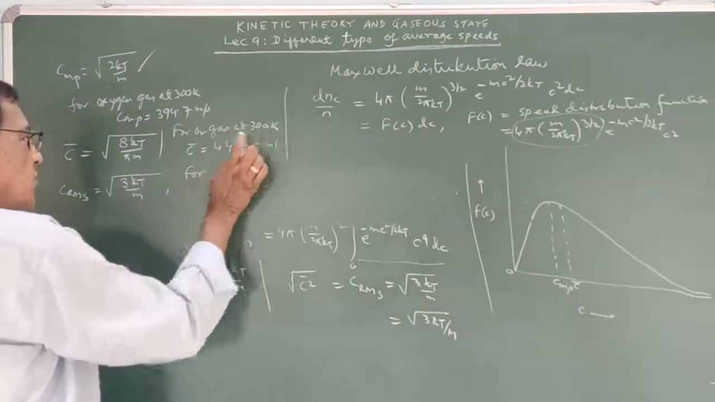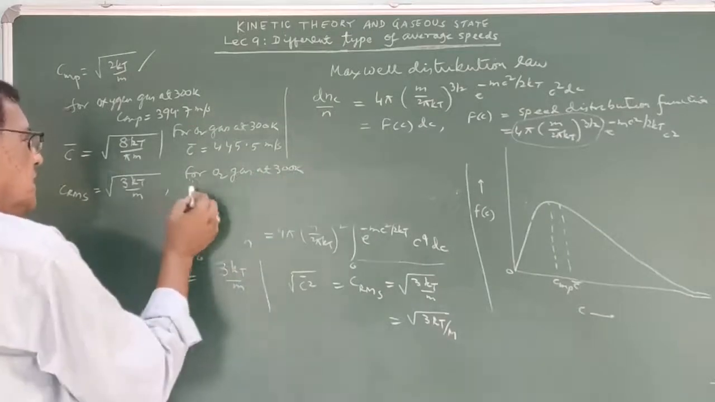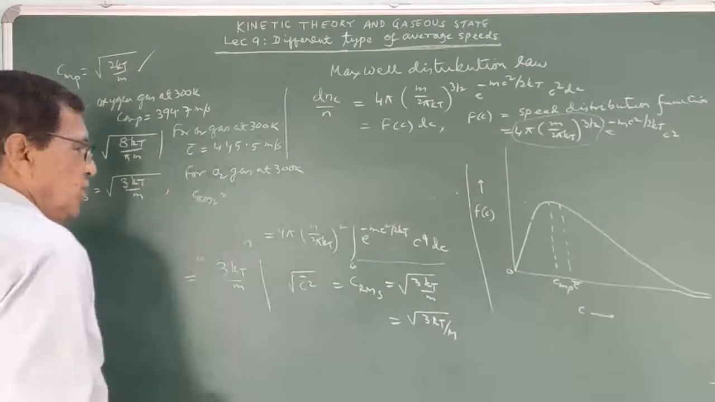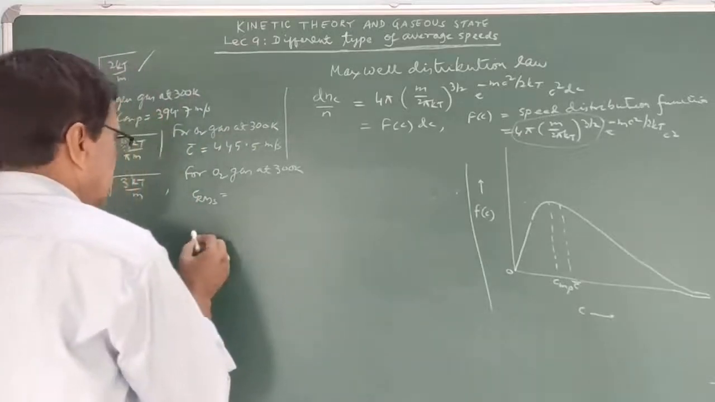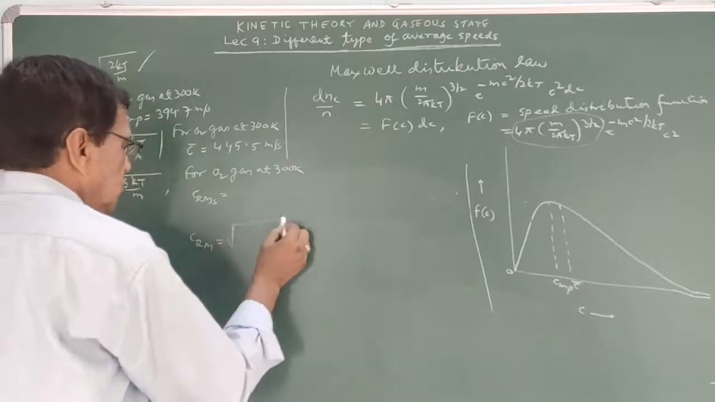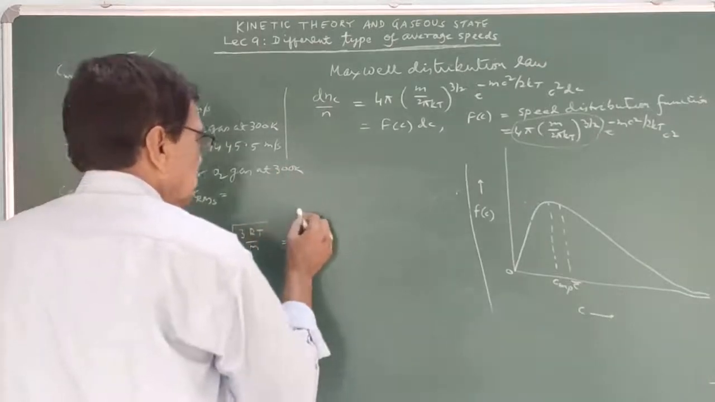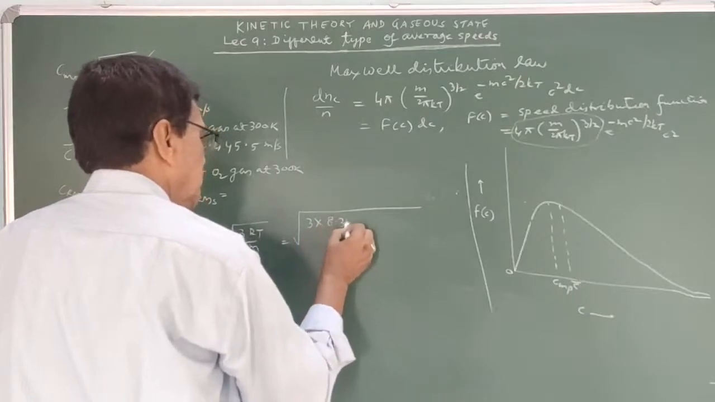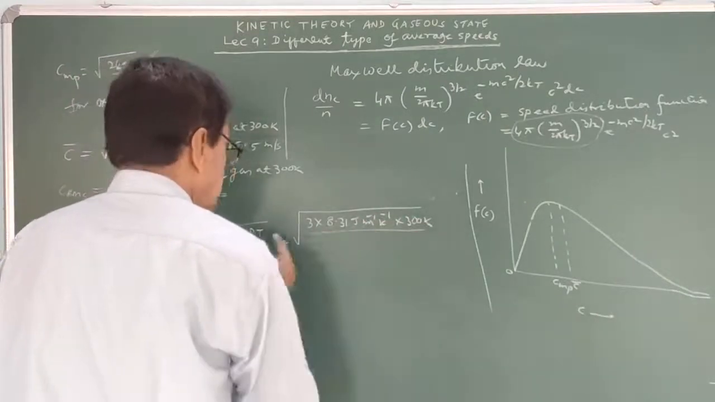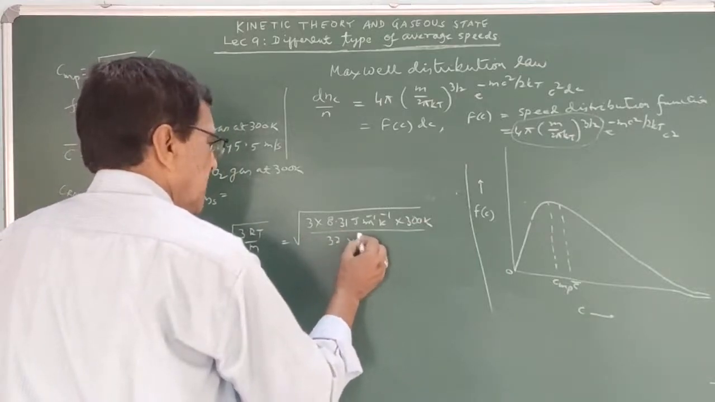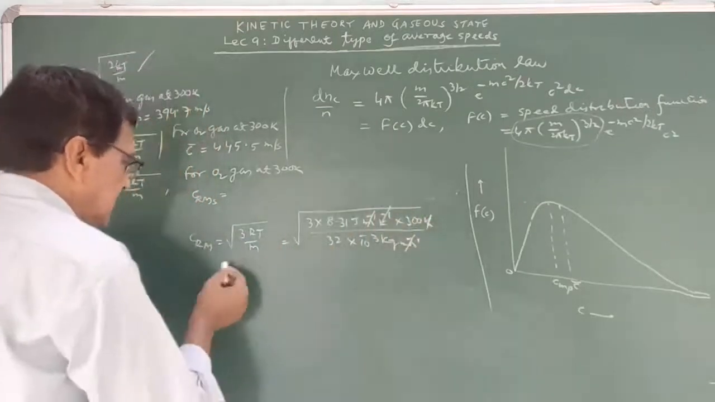For oxygen gas at 300 Kelvin, C_RMS, if we calculate, equals root over of 3RT by capital M. If we put all the values, root over of 3 into 8.31 joule mole inverse Kelvin inverse into 300 Kelvin, divided by, in SI unit, the molar mass 10 to the power minus 3 kg mole inverse. Mole inverse cancels, this one also cancels.